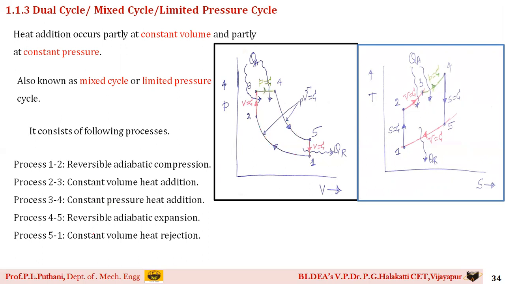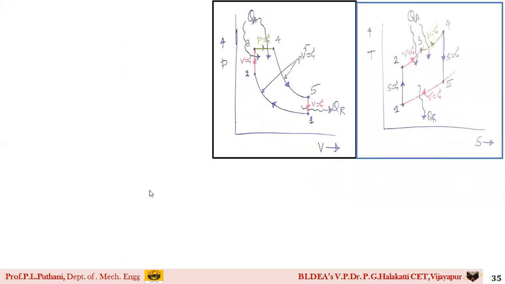Now we will be discussing the heat transfer equations for all the 5 processes. Starting with 1 to 2, students, it is an isentropic compression process. You know that the heat transfer for this one is 0.